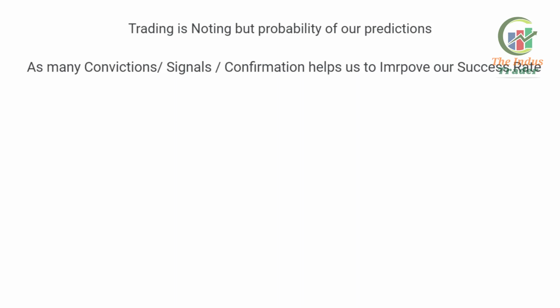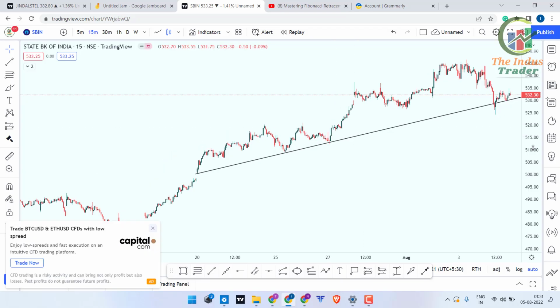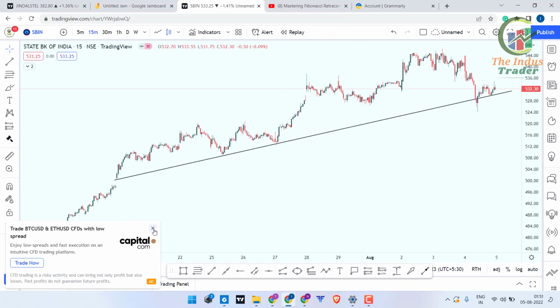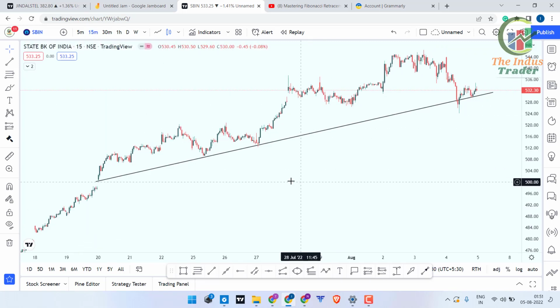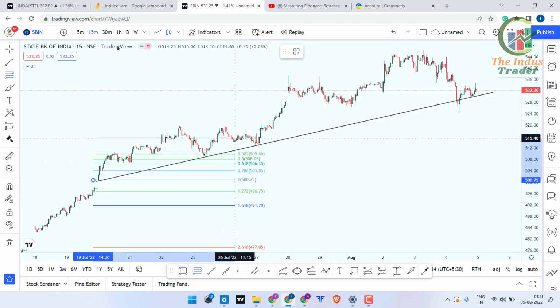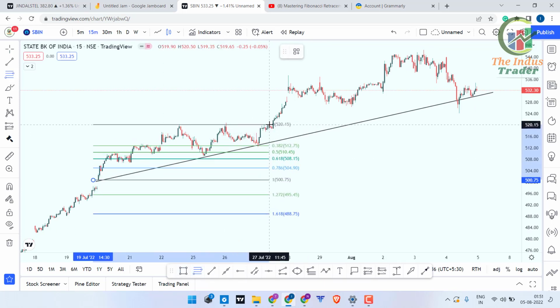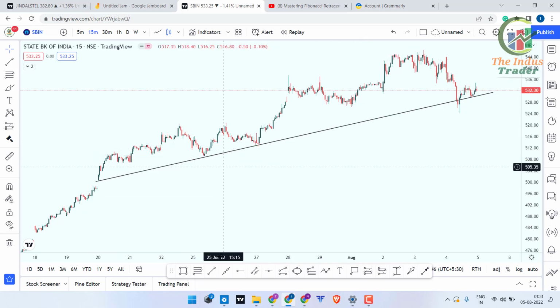Let's open a chart for example, and let's say this is the State Bank of India chart in the 15 minutes time frame. So how do we apply the Fibonacci retracement? Very simple. Let me quickly apply and show you. This particular swing I have applied, and you can see exactly at 0.5 it respected and it continued its trend. For the next swing I am going to apply again.